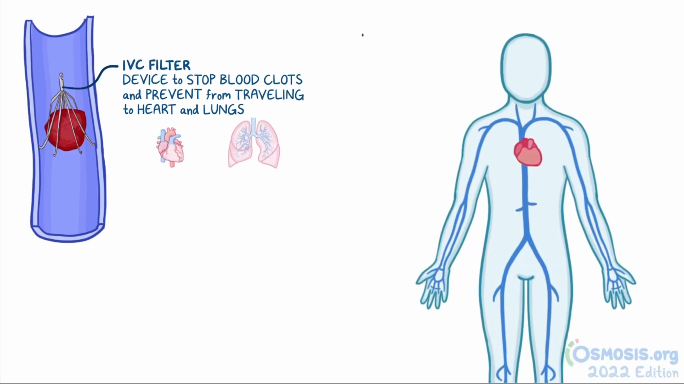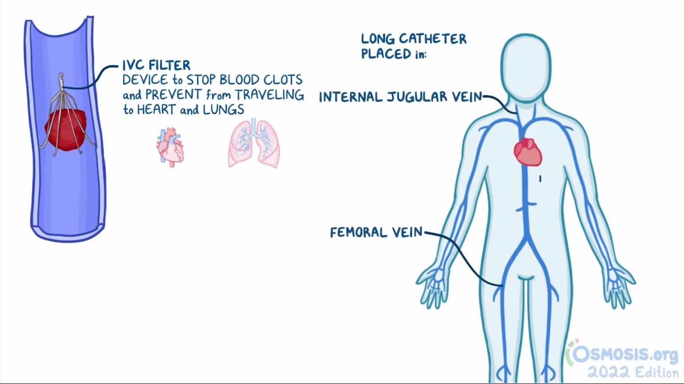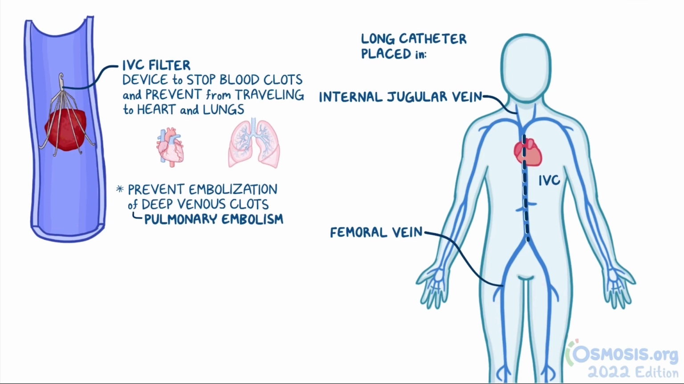To do this, a long catheter is placed by surgeons through the internal jugular vein or the femoral vein until it reaches the inferior vena cava. The main indication for placing an IVC filter in someone is to prevent embolization of deep venous clots from the legs to the lungs, which would cause a pulmonary embolism. An IVC filter is often used in patients who have contraindications to anticoagulation, typically those who are at an increased risk of bleeding.